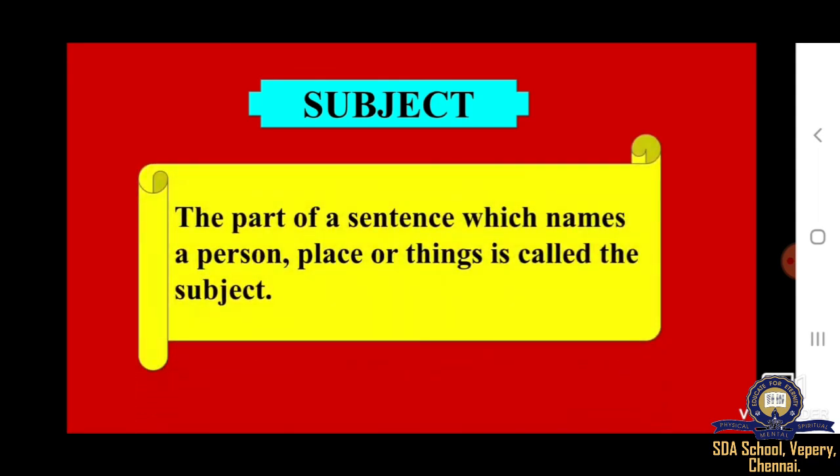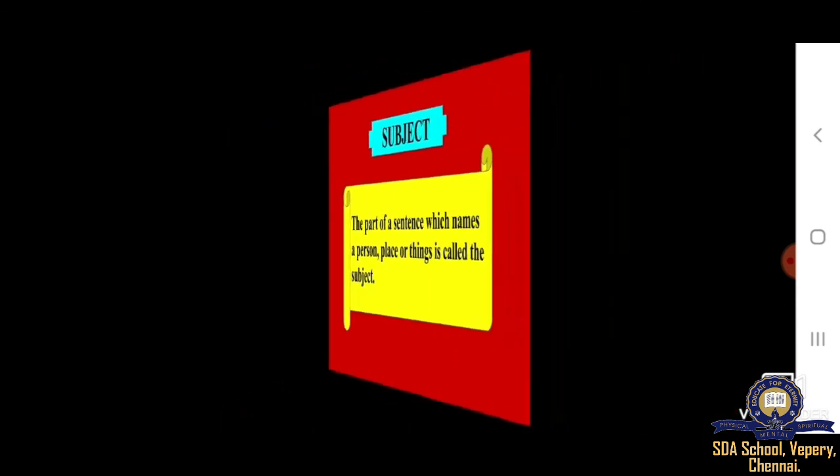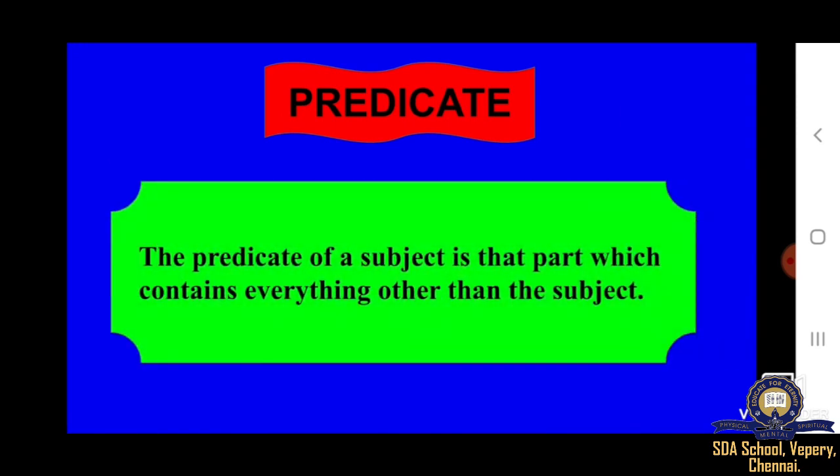Okay children, let's summarize the definition of subject and the definition of predicate. So now, what is subject? The part of a sentence which names a person, place or things is called the subject. And next, what is predicate? The predicate of a subject is that part which contains everything other than the subject is called predicate.